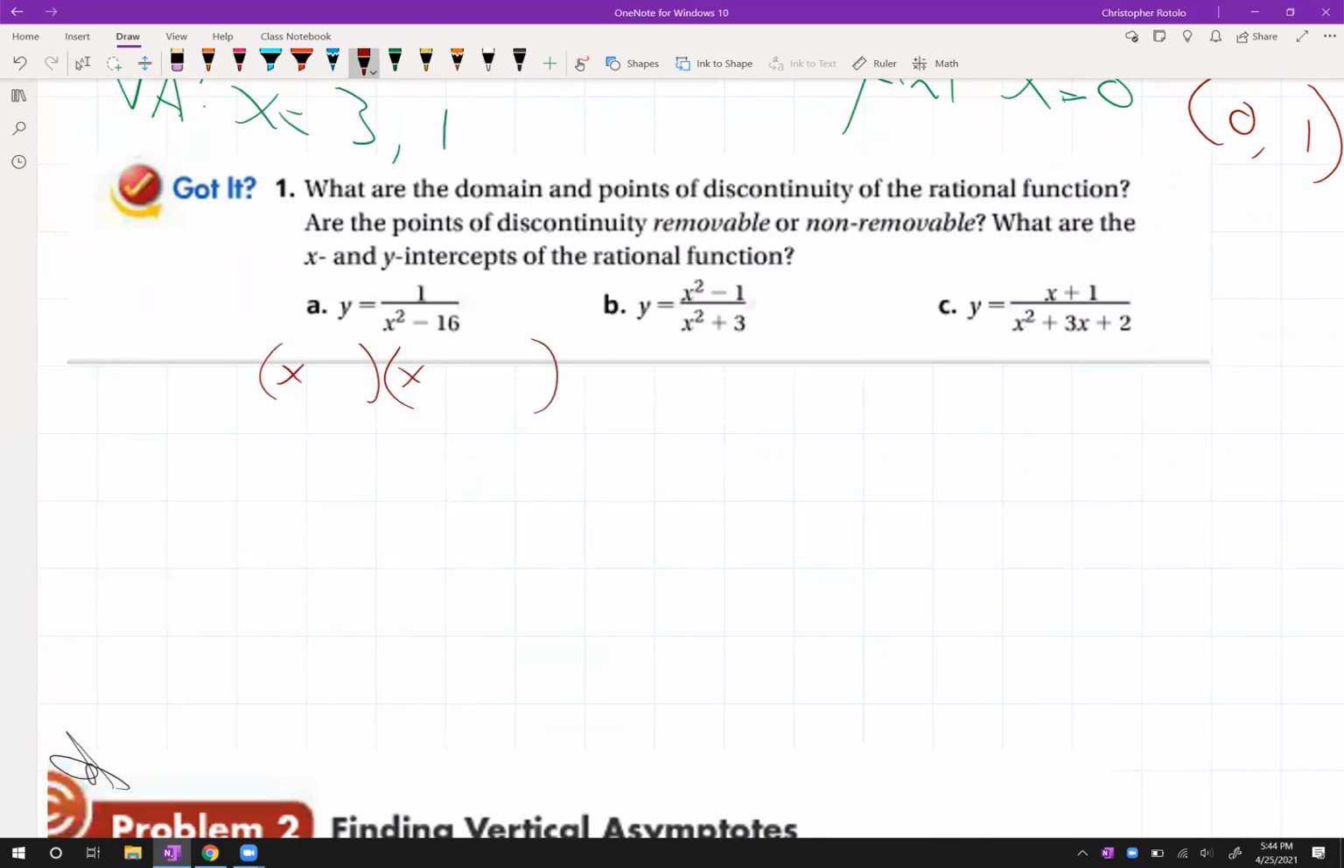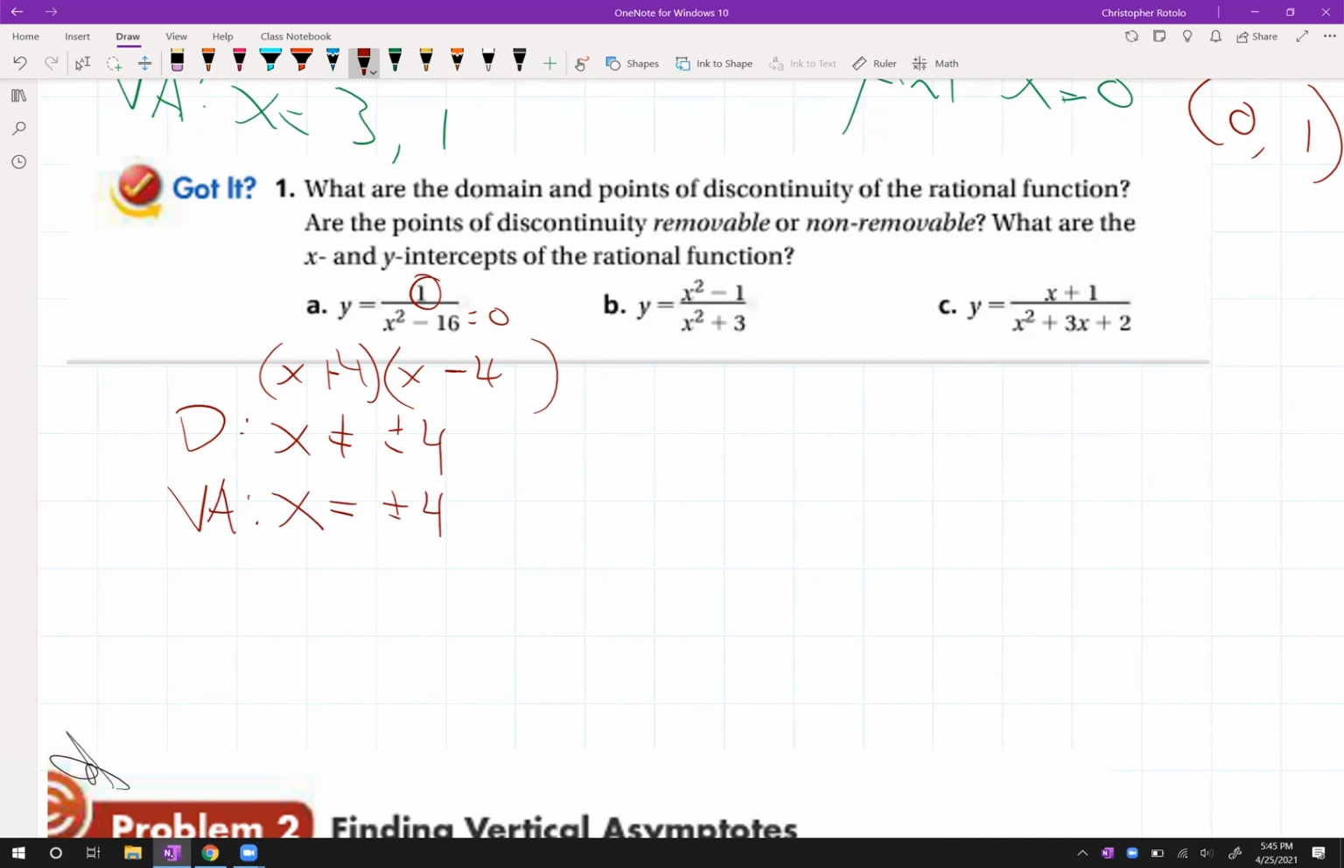All right, we're going to factor this one, x plus 4 and x minus 4. So I have the domain as x cannot be plus or minus 4. Look at the numerator and there's nothing going on, right? Absolutely nothing. So that means that these are both going to be vertical asymptotes because I cannot reduce them. So that means positive and negative 4.